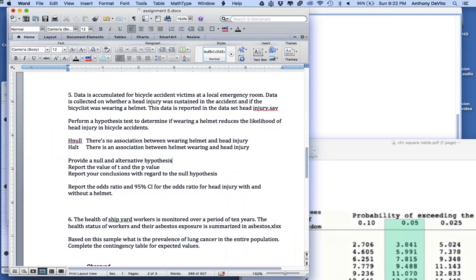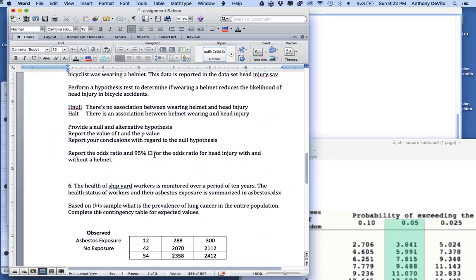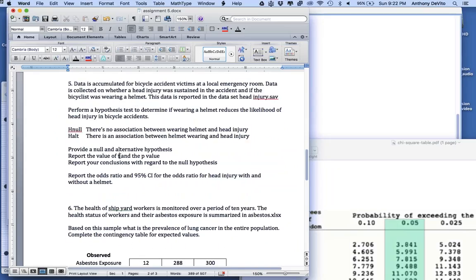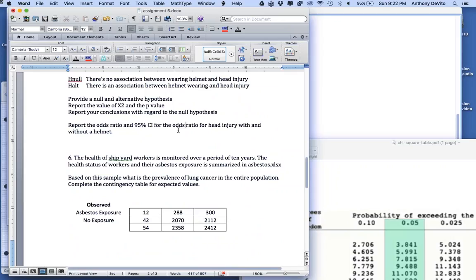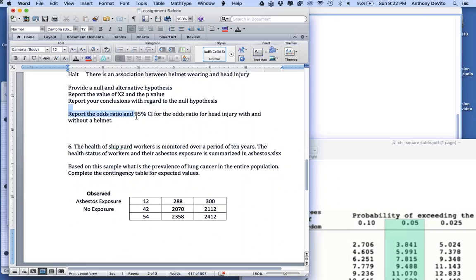Okay, so I want to go back here. That should have been the chi-square value and the p-value. That needed to be fixed. Okay, that's the chi-square value and the p-value. So next, it asks you to report the odds ratio for a 95% confidence interval. I'm actually going to take another look at that, and I'm going to say report the relative risk, or risk ratio, and the odds ratio.